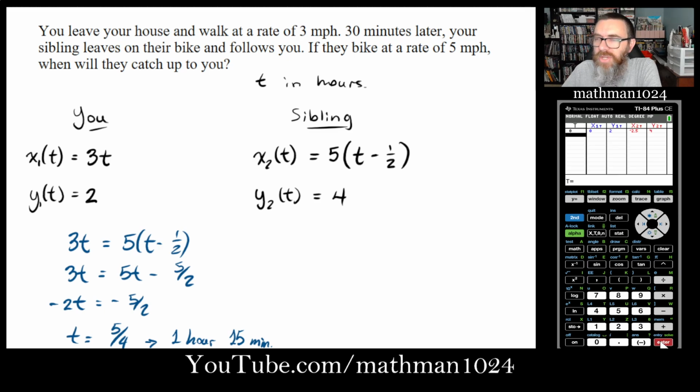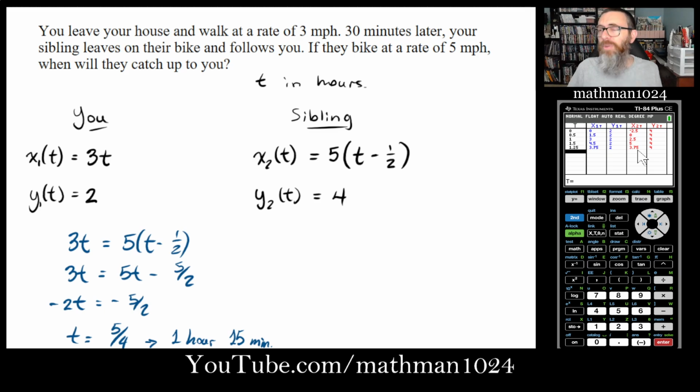So at 0, you haven't gone anywhere, and your sibling, well, they haven't started yet, so it's tough to say for them. At half an hour, you've gone 1.5 miles, and your sibling is just starting. At 1 hour, you've gone 3 miles, your sibling has now gone 2.5 miles. At 1.5 hours, your distance is 4.5 and theirs is 5, so they clearly have overtaken you. If we back it up and set an hour and 15 minutes, so 1.25, that's when your distances are exactly the same.